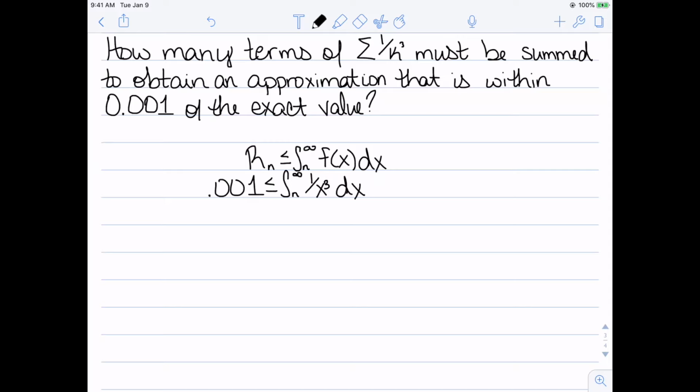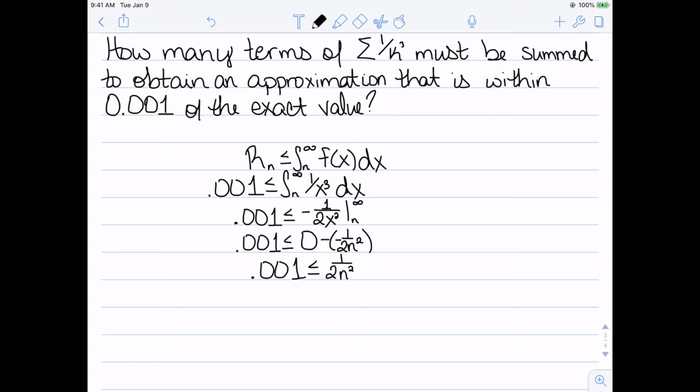We then want to actually integrate this right-hand side. The integral of 1 over x cubed is going to be negative 1 over 2x squared, and we want to take this from n to infinity. Evaluating at my bounds then gives me 0 minus negative 1 over 2n squared. So I now have 0.001 is less than or equal to 1 over 2n squared. And now I just need to solve for n.